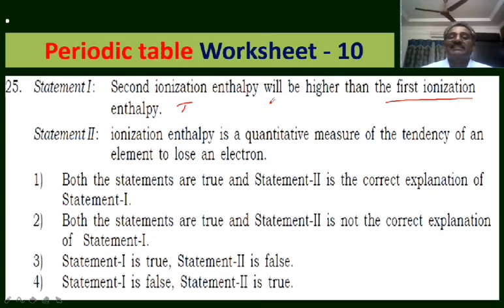As a result, we need to supply more energy to remove the second electron than to remove the first electron. So second ionization enthalpy is higher than the first ionization enthalpy. So statement 1 is true.